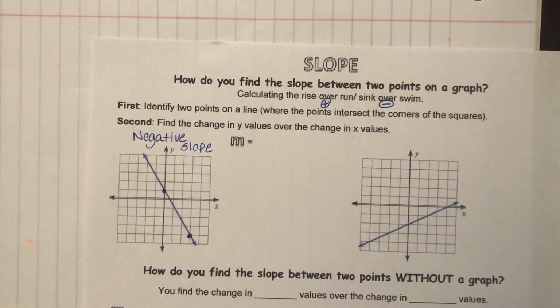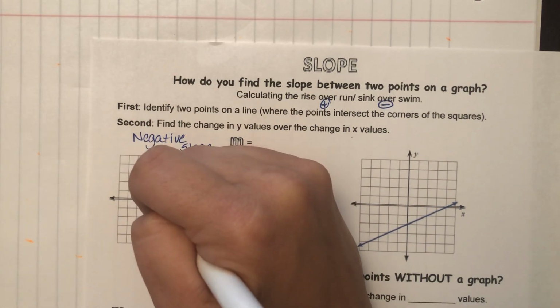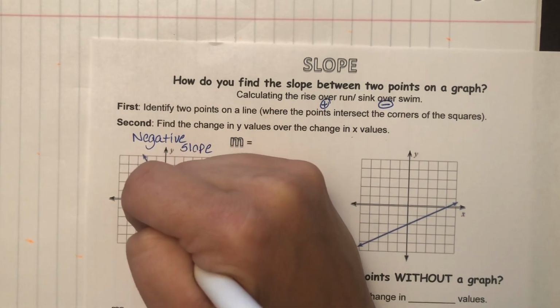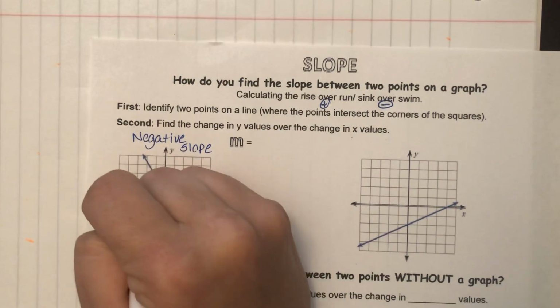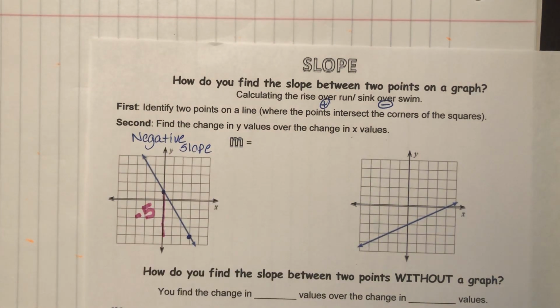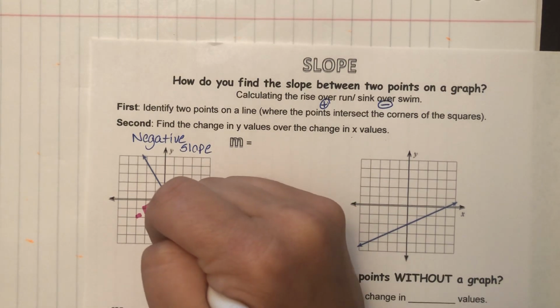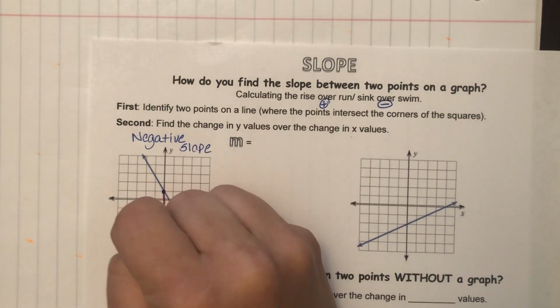So I'm going to count how many units down, the sink. We're going down 1, 2, 3, 4, 5. So we went 5 units down. That's -5. Anytime you're going down, it's negative. Then we're going to count how many units to the right. 1, 2, 3. That's our swim. We went over 3 units.